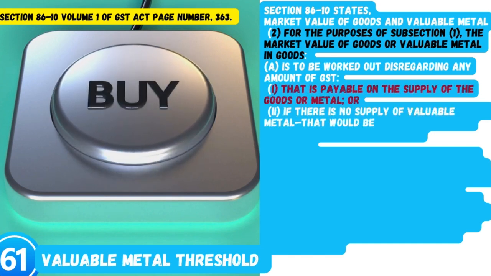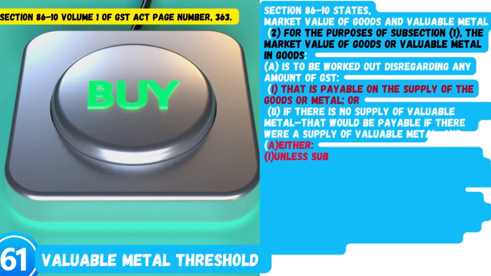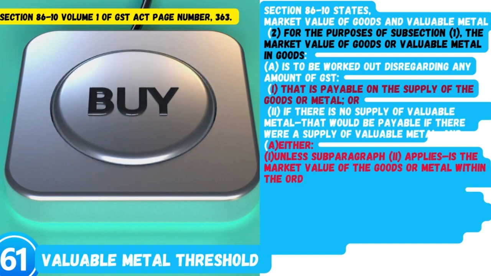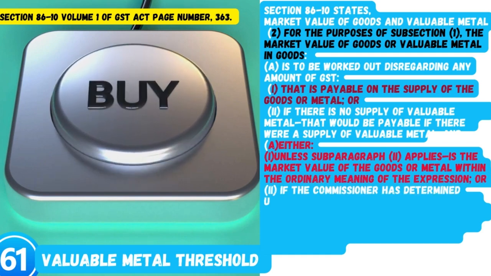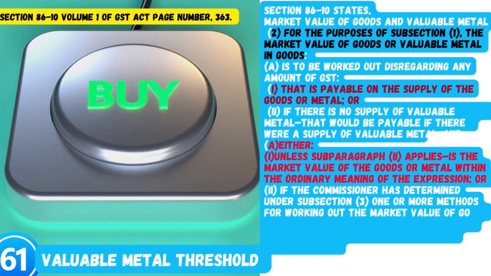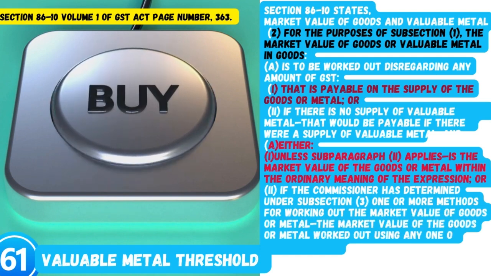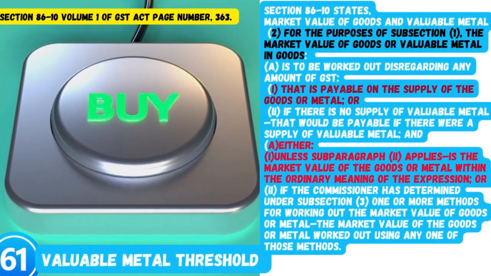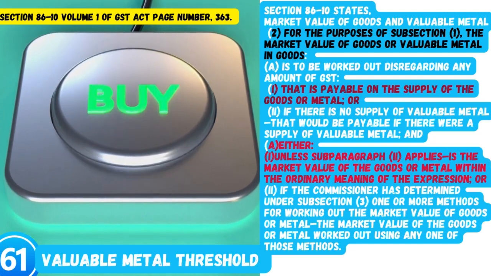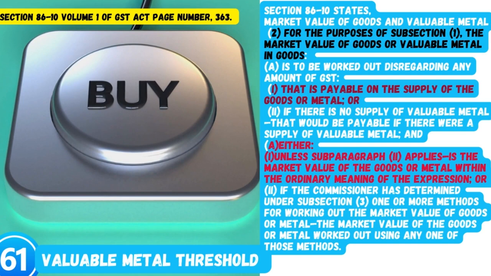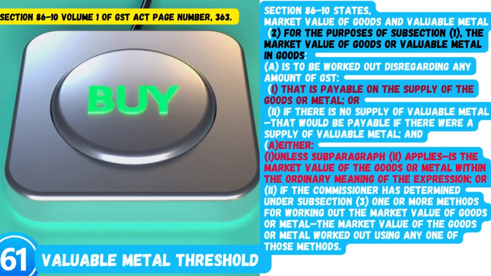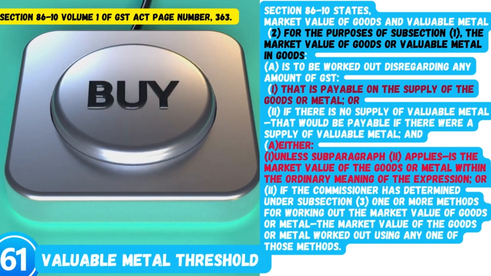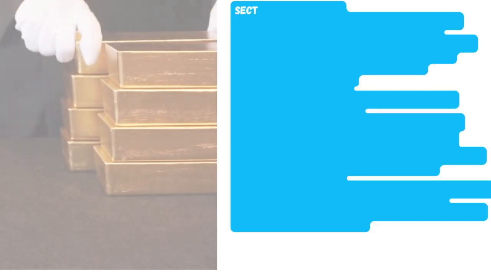A. is to be worked out disregarding any amount of GST. 1. That is payable on the supply of the goods or metal. Or 2. If there is no supply of valuable metal, that would be payable if there were a supply of valuable metal. And C. Either 1. Unless subparagraph 2 applies, is the market value of the goods or metal within the ordinary meaning of the expression. Or 2. If the Commissioner has determined under subsection 3 one or more methods for working out the market value of goods or metal, the market value of the goods or metal worked out using any one of those methods.